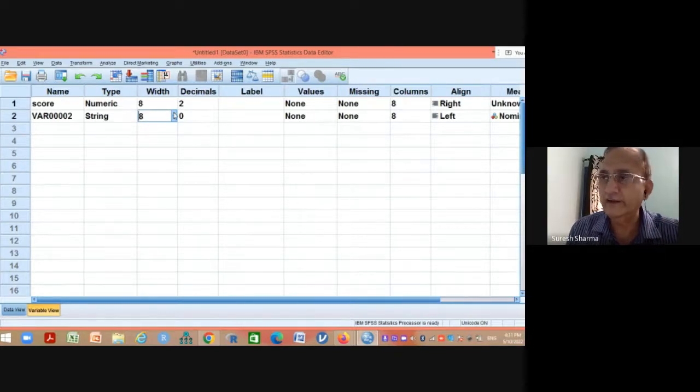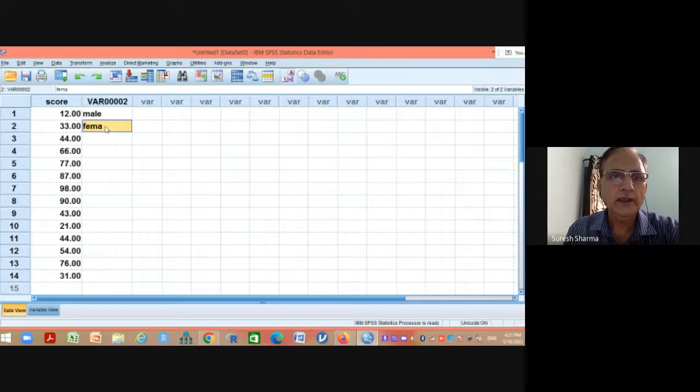You can make this 80, doesn't matter. You can write 80 if you want to enter an address. You can write 800 even. If I want to write 6 lines, no problem. So let's make this 8 and go back to the data view. Now if I write female, it is taking. So that was the reason it was not accepting female. You have to increase the width.